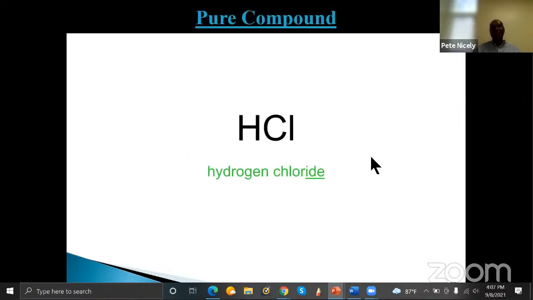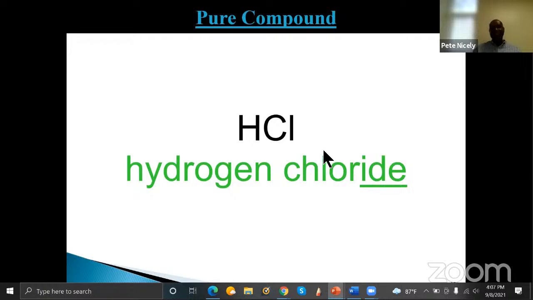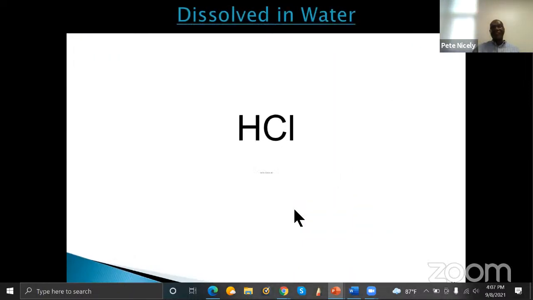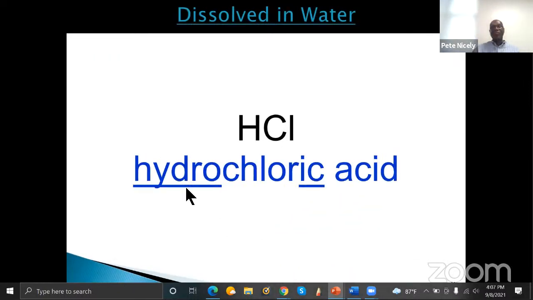So the example I showed you before of hydrogen chloride by itself, before you add it to water, the name is hydrogen chloride. When added to water, then the resulting solution is called hydrochloric acid. Starts off with hydro, then the chlor, which is the stem of the name of the element chlorine, and then the rest of the name of the acid would be ic acid, all right? So that's basically how we name the acids. Start off with hydro, the stem of the name of the other element, and then ic acid.